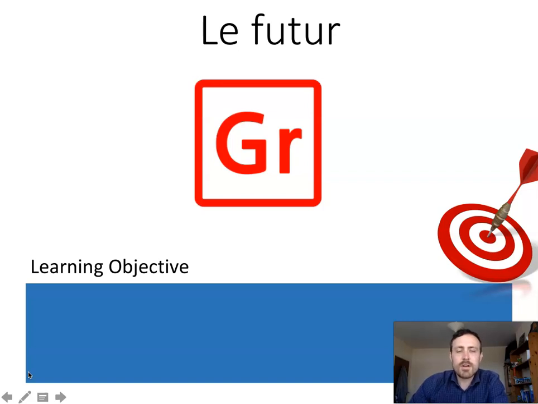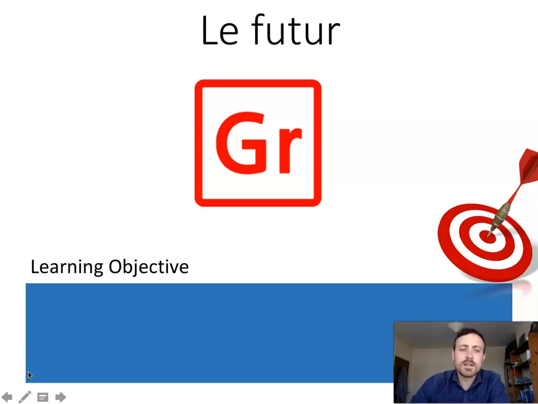Firstly, just to run through the structure of the tutorial, we'll first be looking at identifying the differences between the two tenses. Then we'll be moving on to the formation of the near future and the simple future. And lastly, there'll be the opportunity to engage in an activity and exercise to practice and consolidate the two tenses together.